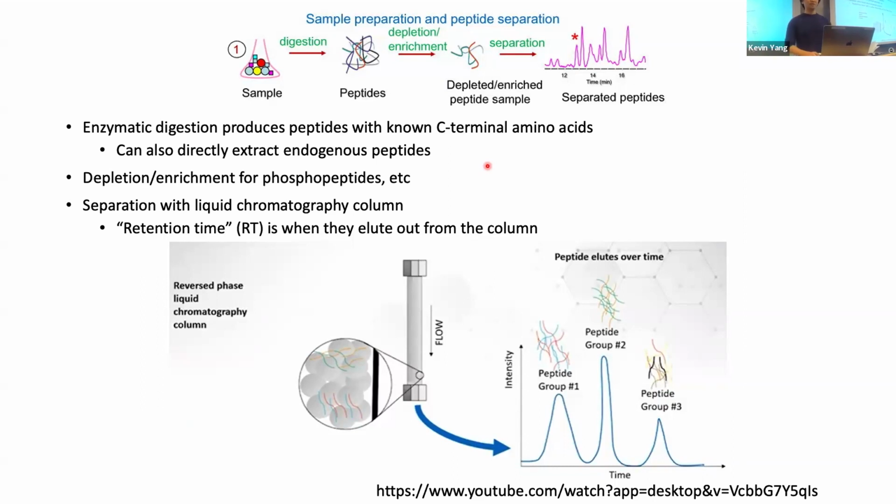Then you can do a depletion or enrichment step, such as if you're doing phosphoproteomics, you can get those phosphopeptides specifically. And then finally, a really important part, you can separate all your peptides with liquid chromatography columns. That's the LC step in LC-MS. The peptide flows through the LC column right here, and they're separated based on different physical properties of the peptide, such as their hydrophobicity. The time at which a peptide elutes out of the column is called the retention time, or RT. Then they can be detected in the mass spectrometer across time, where each of these individual groups will be a separate peptide.